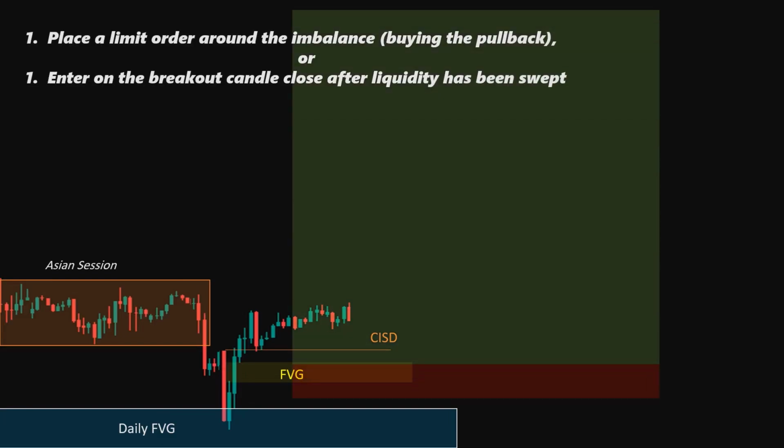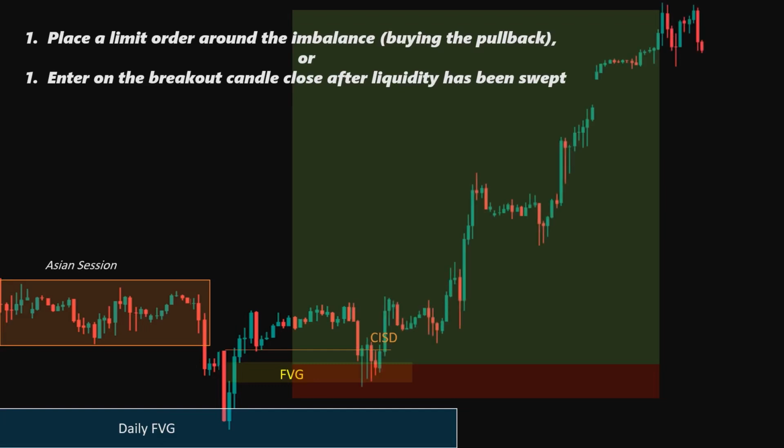At this point, there are 2 ways to enter. 1. Place a limit order around the imbalance, buying the pullback, or 2. Enter on the breakout candle close after liquidity has been swept. In this example, if you took the FVG entry, here's how I'd manage risk. The stop loss goes just below that FVG candle. From there, price never retests the level. It just continues to expand higher, pushing into new highs in line with our daily bullish narrative.